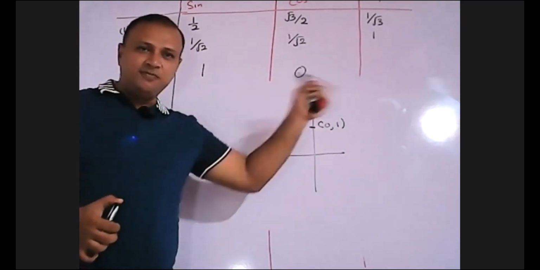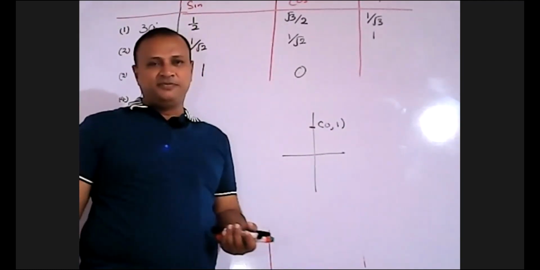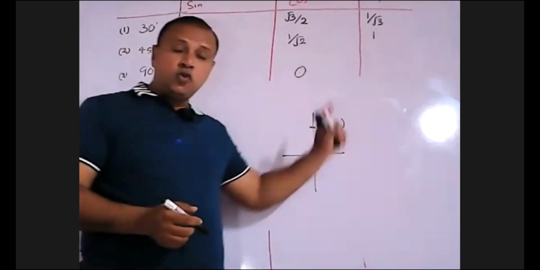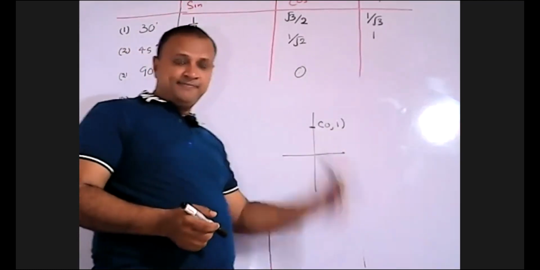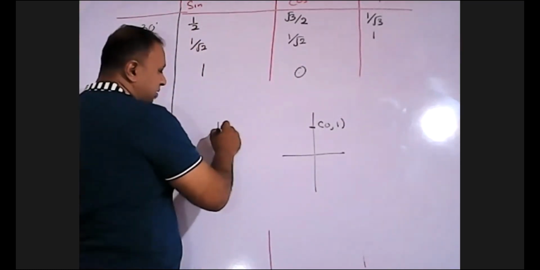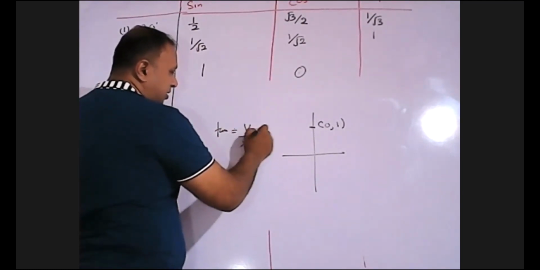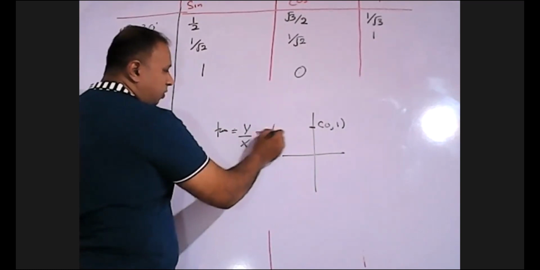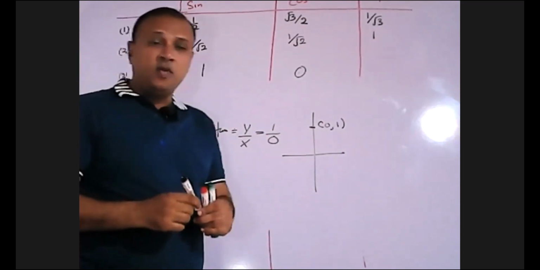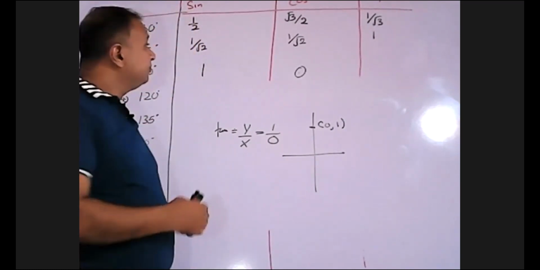Then, the most important thing, what is the tan value? Tan value is equal to y over x, not sine over y. Tan value is equal to y over x. Y over x means 1 over 0. What is the value of 1 over 0?